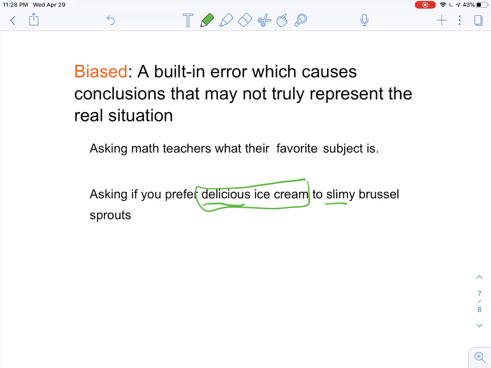Okay, so when you're collecting information, it is important to make sure the information you're collecting is fair and a true representation of the group at large. Otherwise, the statistic is not valid.